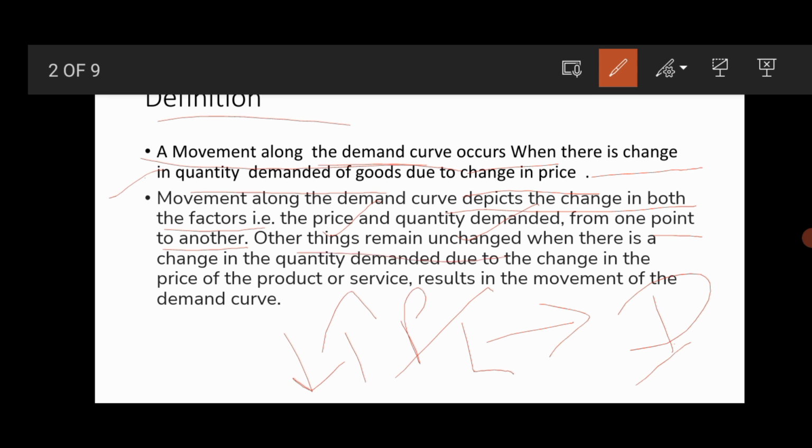So other things remain unchanged. Whatever changes take place in demand due to a change in the price of the product or services, that results in movement along the demand curve.